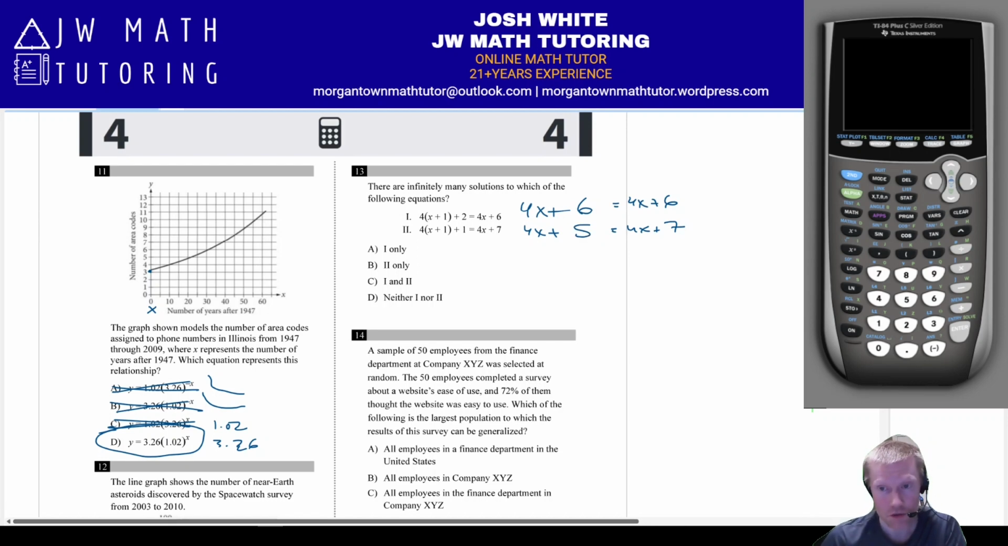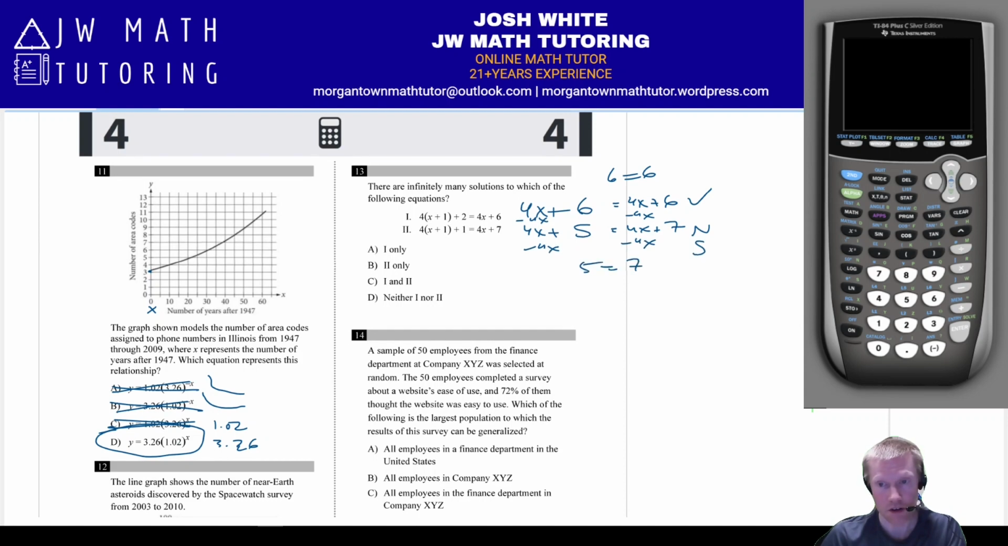Now, infinite solutions happens when you have the exact same expression on both sides of an equation. So that's going to be true for this one right here. Because if you tried to subtract 4x on both sides to cancel it out, you would get 6 equals 6, which is always true regardless of what value x is. However, the bottom one technically will be no solution because the variables would all cancel out and you would get two numbers that are not equal to each other. 5 never is equal to 7. So the correct answer to this one is going to be letter A, 1 only.